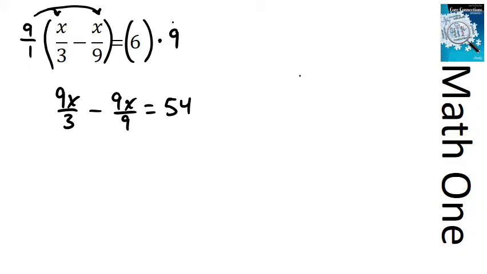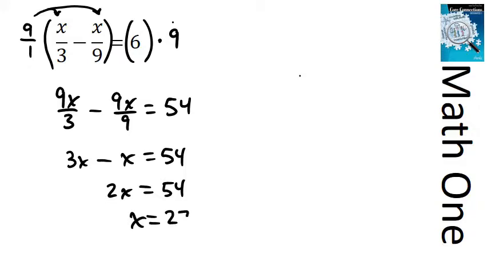Well, if this isn't busting up the fractions, what's the point, right? But if you look at each of the fractions now, I've got 9x over 3, which simplifies to 3x. The next thing I have is 9x over 9, which is simply x. And then that equals 54 still on the other side. So 3x minus x is 2x, and that's 54. And if I divide both sides by 2, I get that x is the number 27.